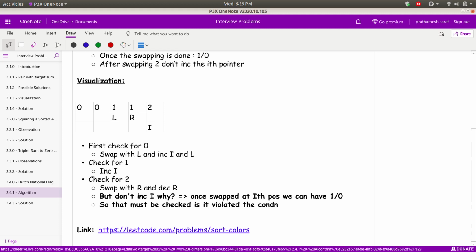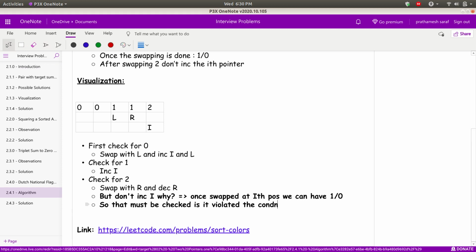Right, because you saw here, once I swapped 0 with 2, at this position I was having 0, at this position I was having 0, and at this position I was having 1, and my L pointer was here, right? So if I would have just incremented my I pointer to go ahead, this 0 would never have been replaced with the value I needed. So this condition would have failed. So whenever you swap with 2, you don't increment the I pointer, and you again check for 0 or 1.